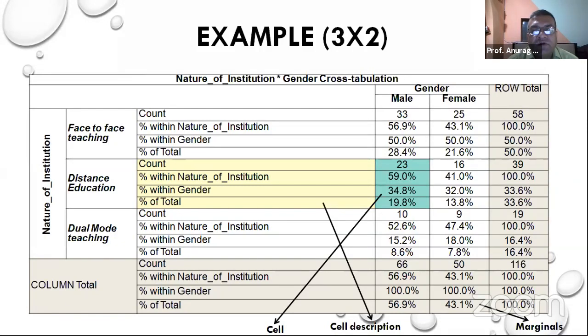And how I am going to describe this cell is by saying that the count of students who are male in distance education is 23. This is my description of the cell. This is called cell description. And you see the last row here, this is called the marginals because it is totaling the count, the column total. So 43.1% is the marginal. This is how I define a cross tabulation.